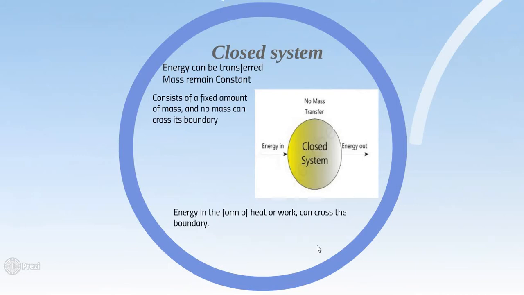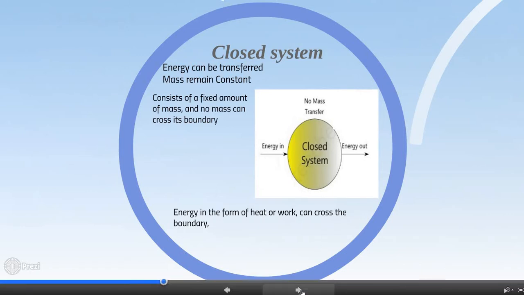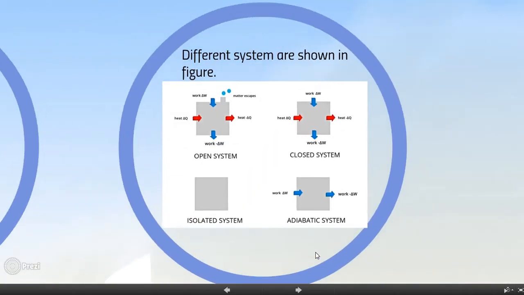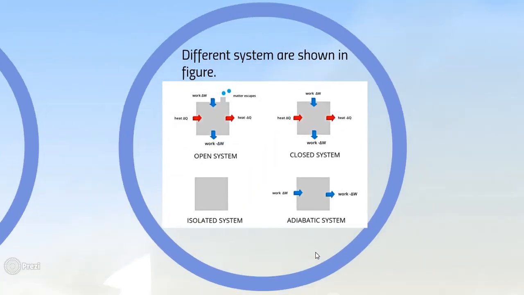Here, another example of a closed system is shown. Energy can be transferred, but mass will remain the same, consisting of a fixed amount of mass, and no mass can cross the boundary. It has fixed or rigid bodies that do not allow mass to cross the system. Here we can see the different systems shown in the figure: open system, closed system, isolated system, and adiabatic system.